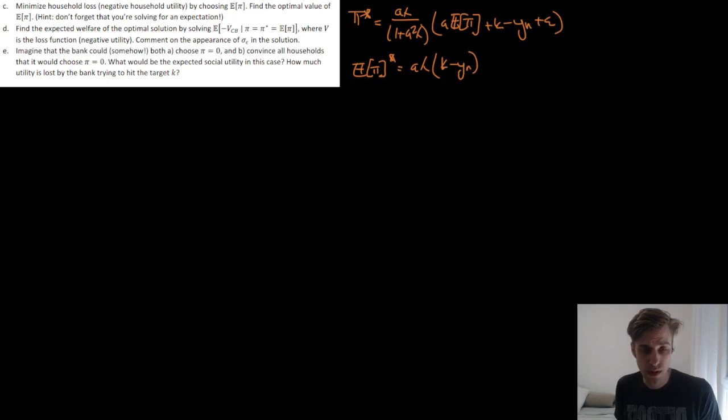All right, hello everybody. Welcome to part D of question D of part 3. I don't know how I'm numbering these, where we are asked to find the expected welfare of the optimal solution by solving for the expectation of the negative loss of the central bank. Okay, so this is a big computation, maybe the biggest computation we've done in class so far.